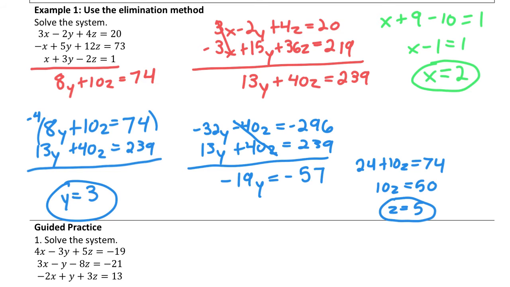And then x equals 2. So my last way I'd show this solution is as a 3-value point, an ordered triple, you'd call it. 2, 3, 5, okay? And that was one example that took me about 6 minutes to explain.